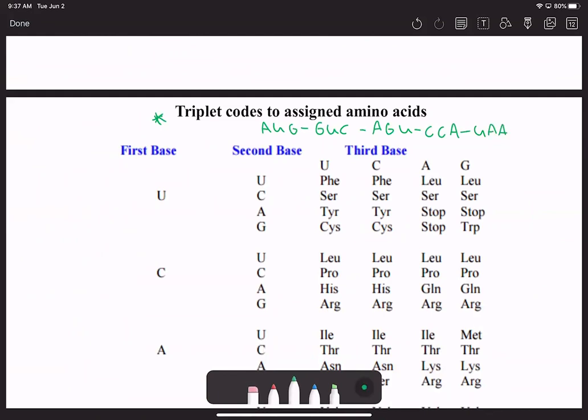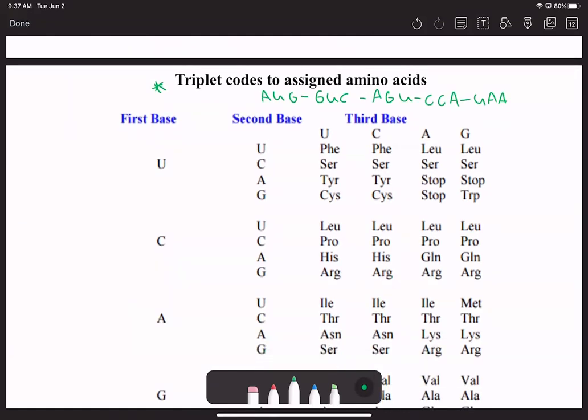UAA. All right, so let's look at how we're going to use it. We look at the first base, second base, third base. A, U, and then we go straight across. We go straight across until we get to G, methionine. We don't go up or down.